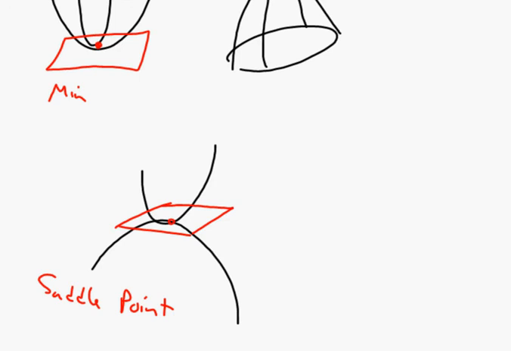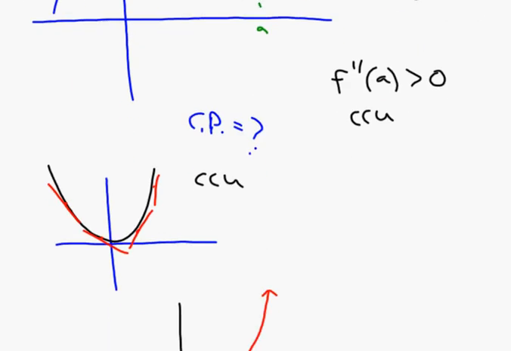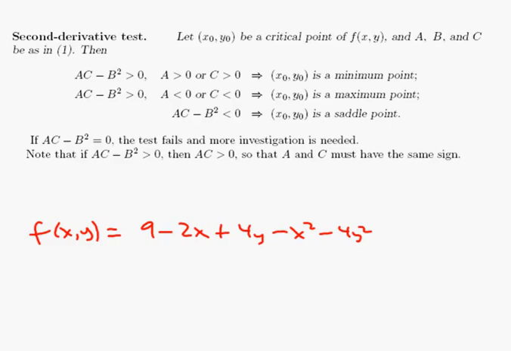Okay, so how do you do the second derivative test? I mean, in the 2D world, it was easy. We just computed the second derivative and plugged in a number. If it was greater than 0, the function was concave up, and we knew it was a min. If the second derivative was less than 0, we knew it was concave down, and the function had a max. But it's a little more complicated than that in the 3D world. So here it is. Earlier we found that the critical point of this function was -1, 1/2.